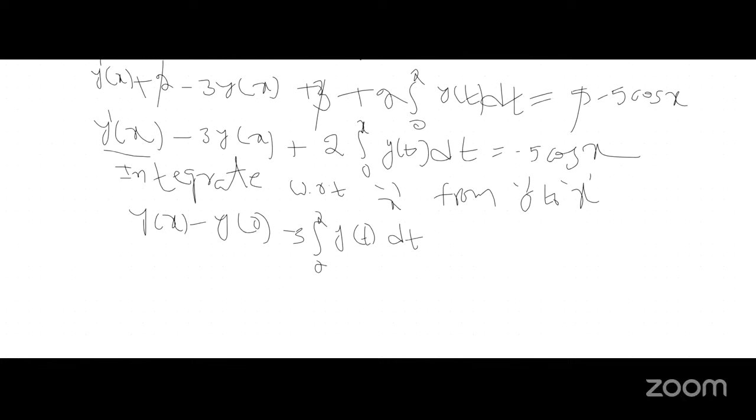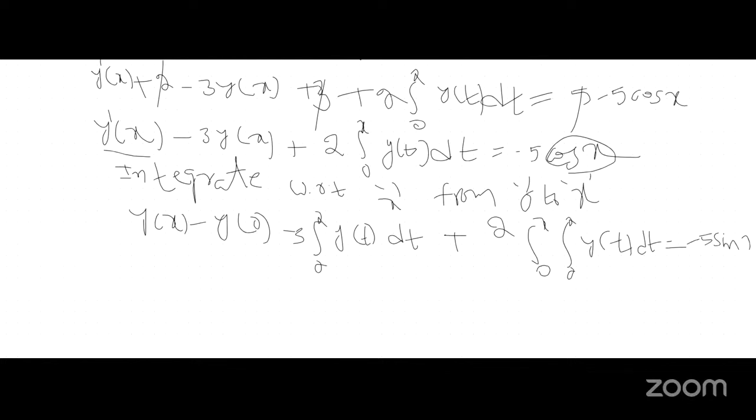Now this becomes 2 times integration of integration, no? So 0 to x and 0 to x y of t dt equal to, see, cos x integration. Cos x integration is sin x. So that becomes minus 5 into sin x.